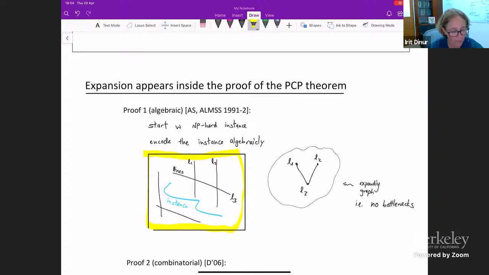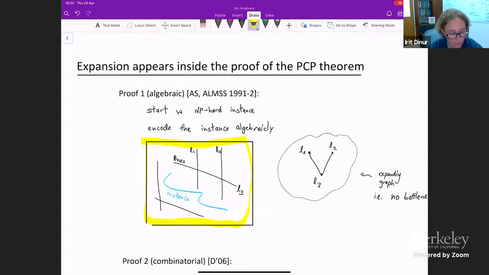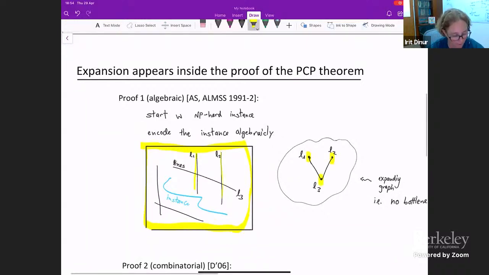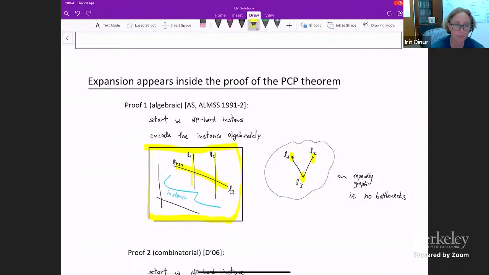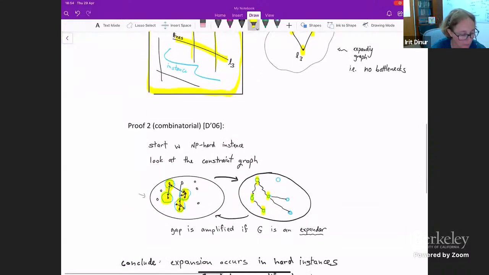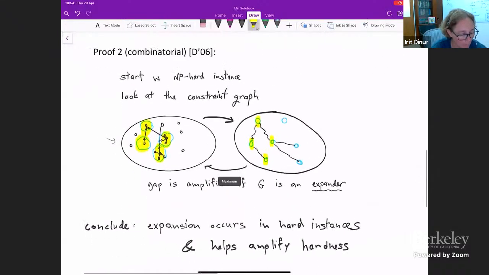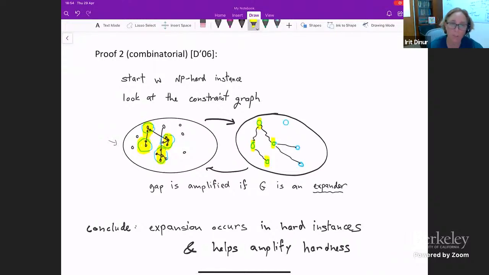And an important part of this argumentation is that you look at this graph where the vertices are the lines, all the different lines. So, you know, this line, this line, this line. And you connect 2 lines if they intersect. So these are lines in high dimensional space. They don't always intersect. And you rely on the expansion of this graph. So in some sense, expansion appears in this proof, but it's less visible. The expansion is much more visible in the second proof for the PCP theorem, which is the combinatorial proof.